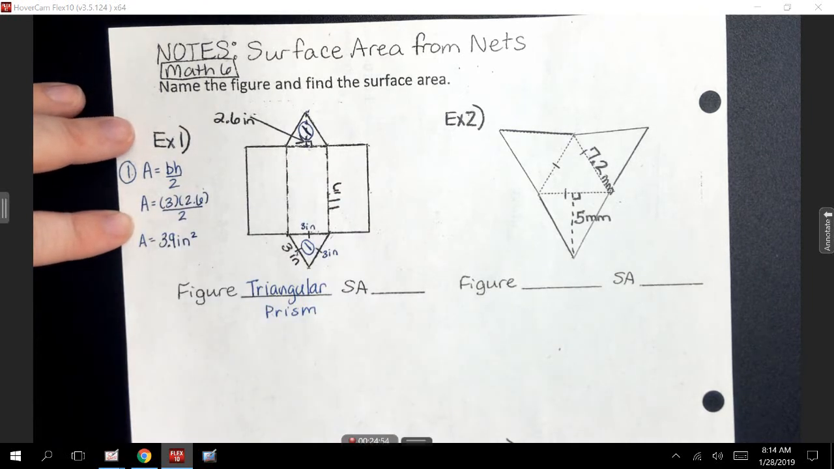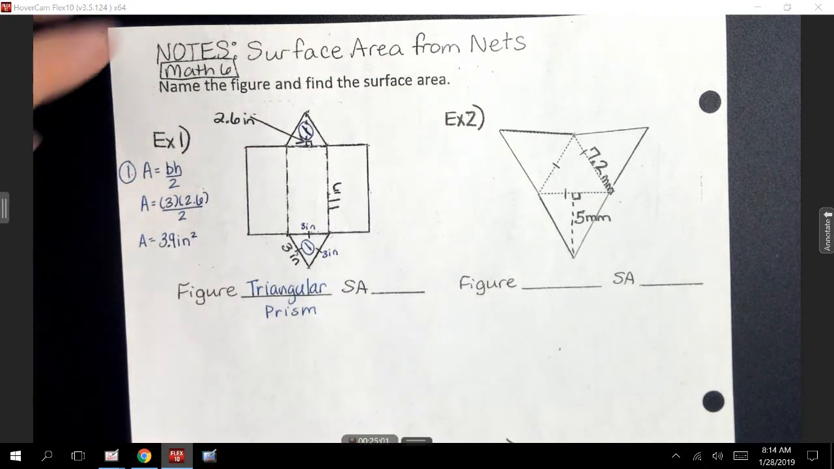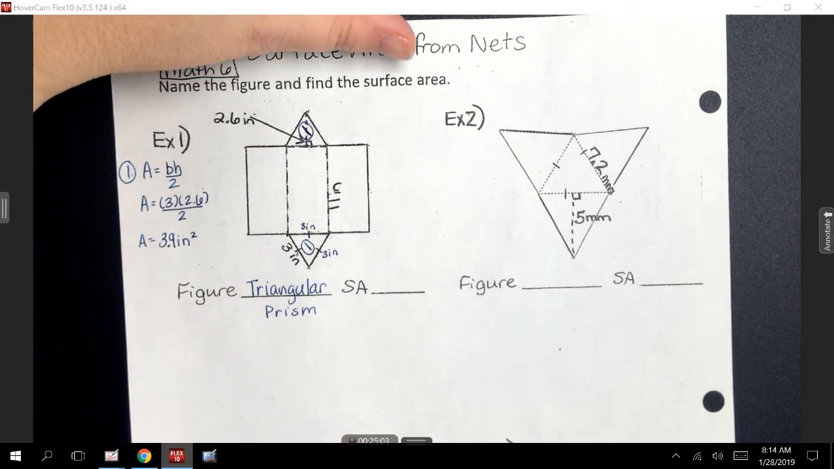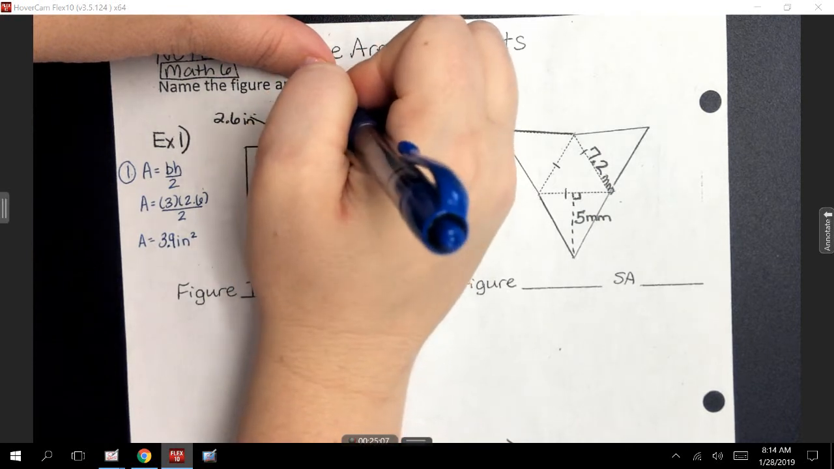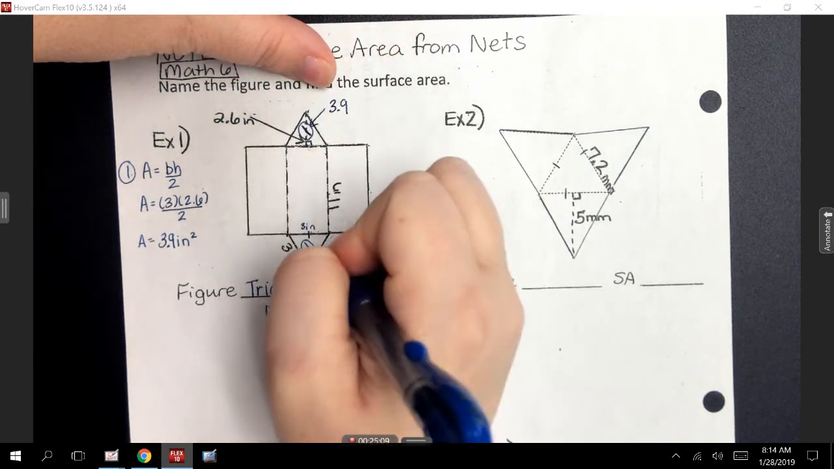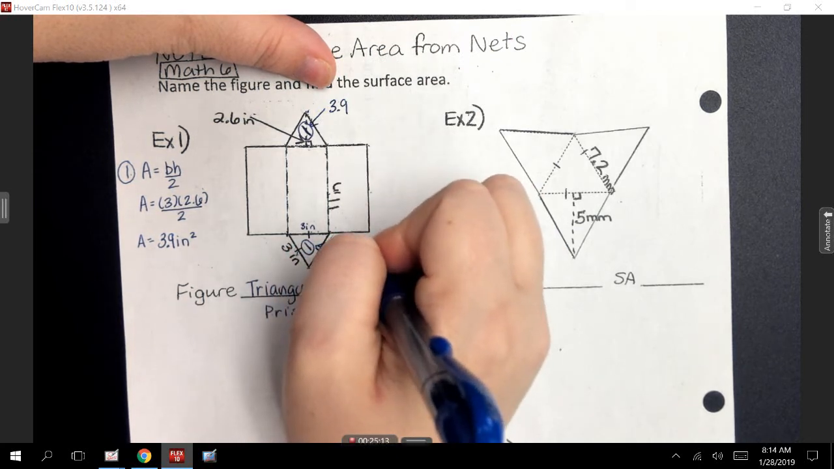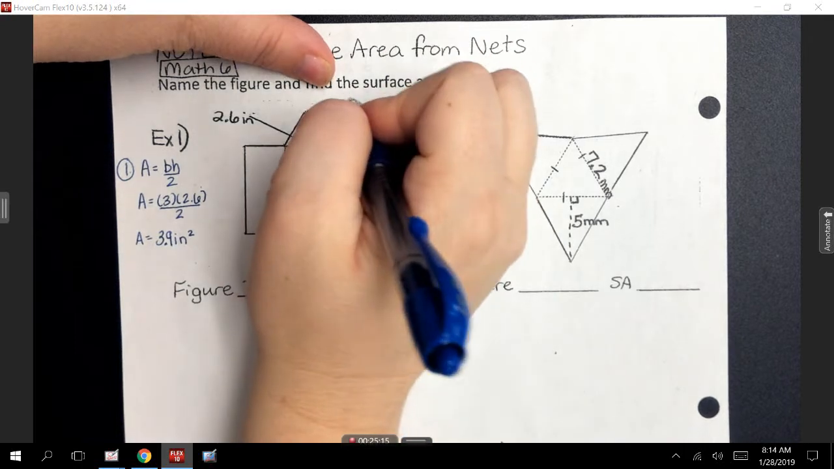Okay. All right, so now I've got to deal with my rectangle. So my rectangles. All right, I'm going to put a little arrow going to my 1 saying, okay, this is 3.9, and the one at the bottom is also going to be 3.9. Okay, y'all good with that?